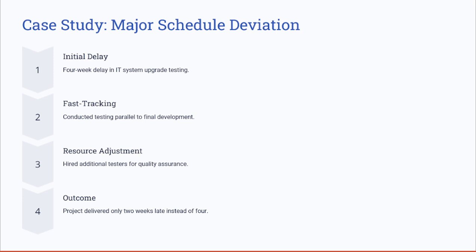Remember, your delay was 4 weeks. Because of implementing this corrective action, the impact on the schedule was cut in half, 2 weeks, not 4 weeks. This case study highlights the importance of quick decision making when schedule deviations occur. By implementing fast tracking and resource adjustment, the team was able to minimize the impact and deliver the project close to the original schedule.